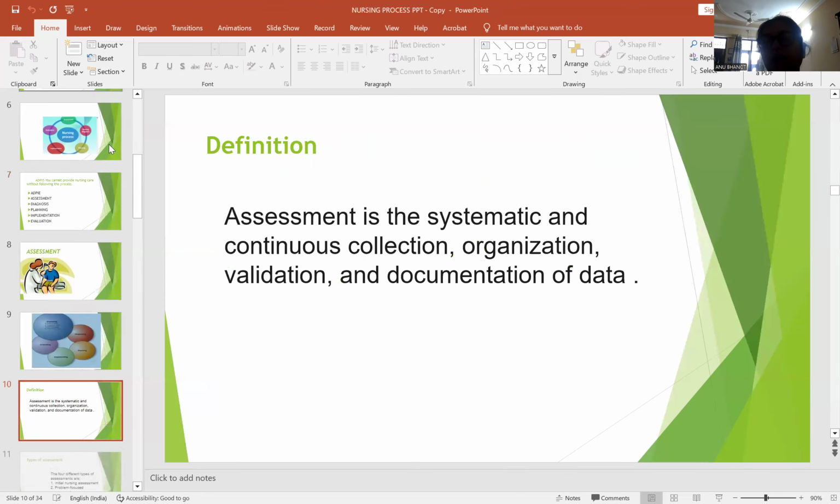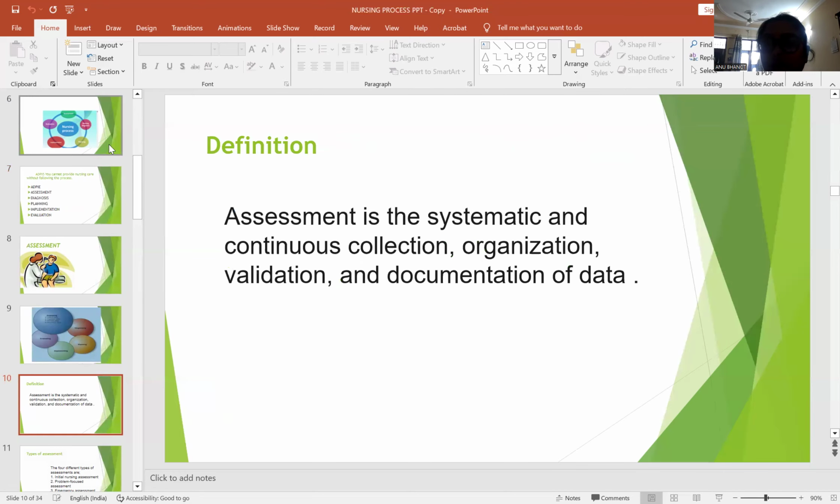Assessment. Assessment is the systematic and continuous collection, organization, validation and documentation of data. What we do is systematically and continuously collect data about the patient, so that we know about the health condition of the patient.